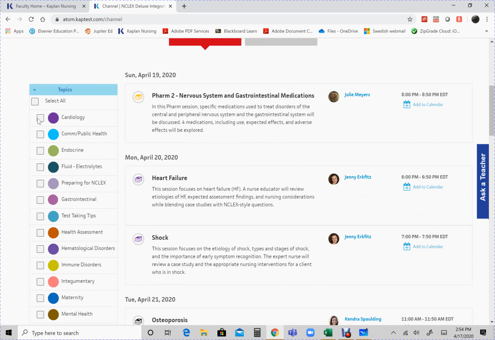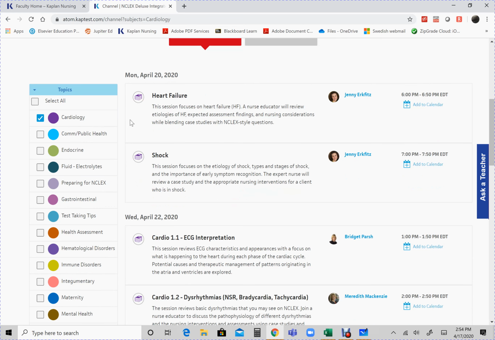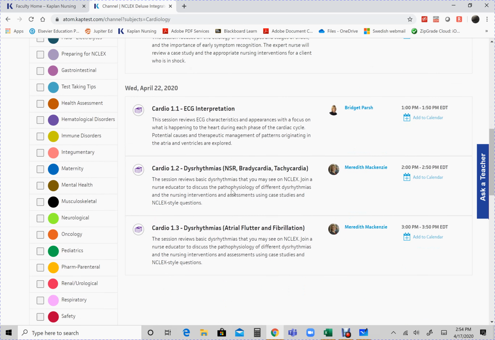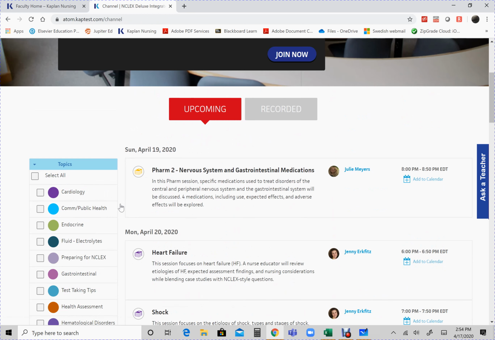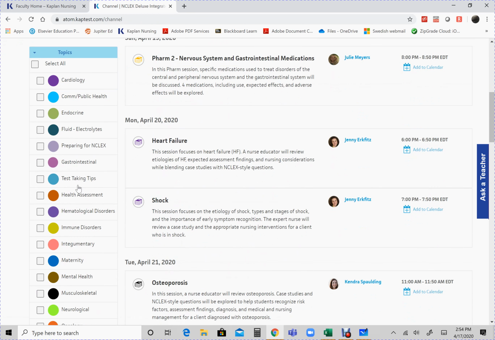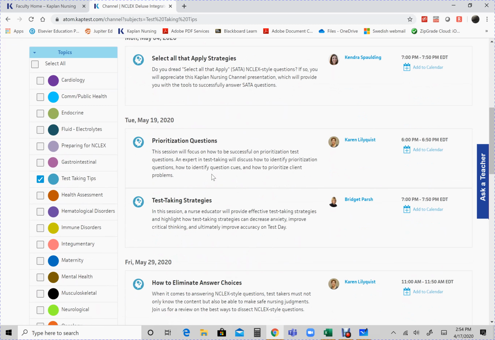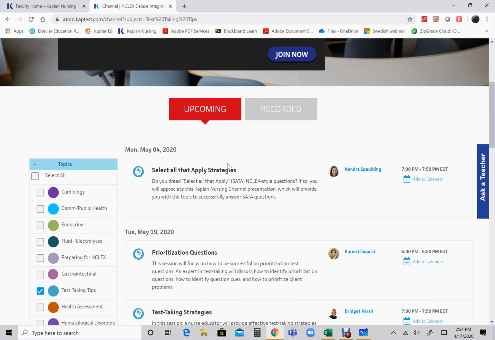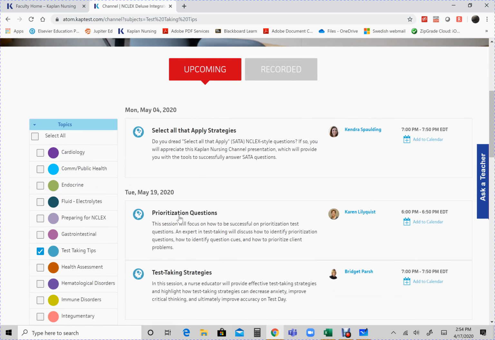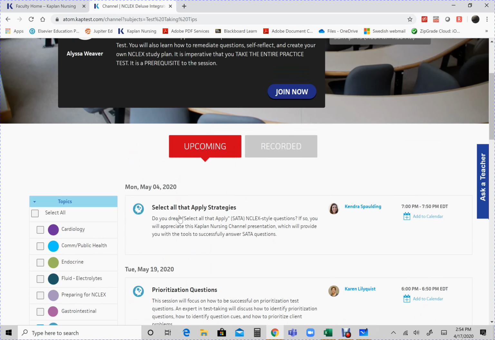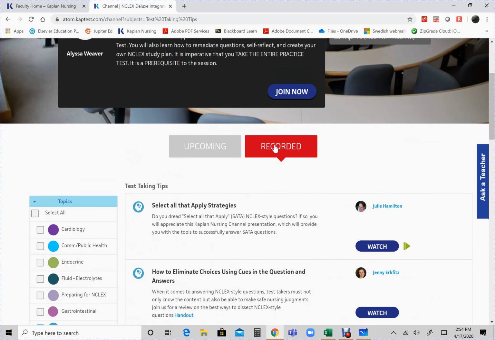So let's say cardiology. If you click that, here are the topics. They have heart failure, shock. So just watch which one applies to your current level. What I want you to see is the test taking tips here. If you click that box, you'll see live sessions. This one won't be useful to you anymore because these are later. But you always have access to recorded sessions.